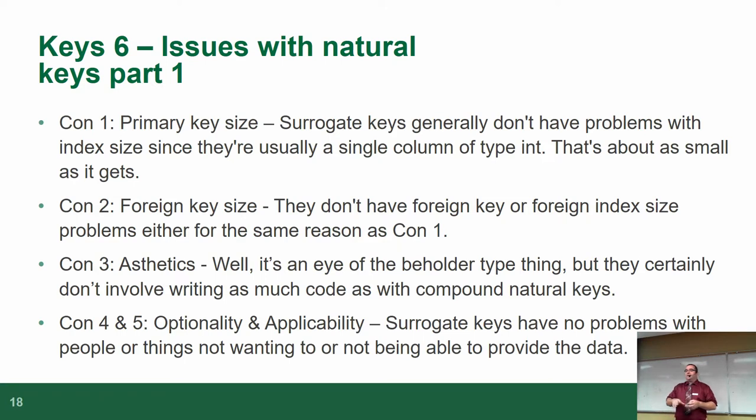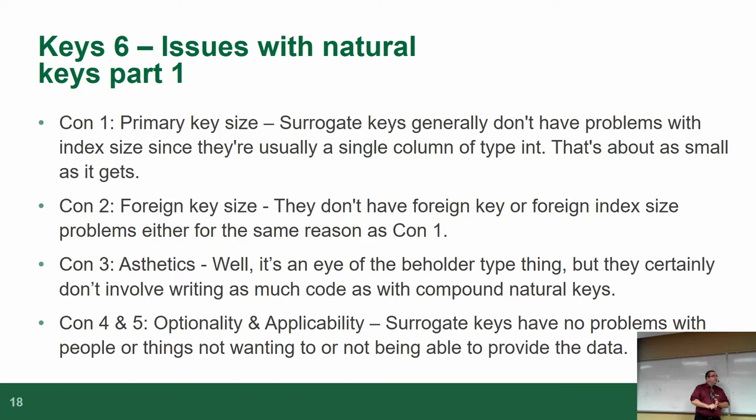Problem number two with natural keys relates to problem number one, foreign key size. If the primary key is big, the foreign key is going to be big. Therefore, if we need 64 bytes to store the primary key, you'll need 64 bytes to store the foreign key. You're doubling data needlessly.